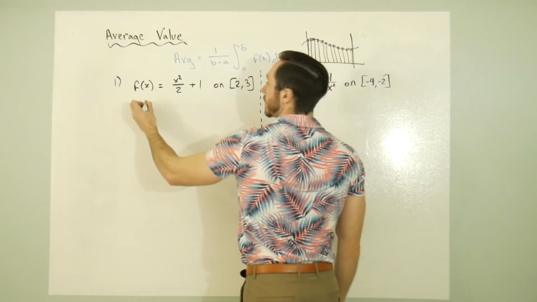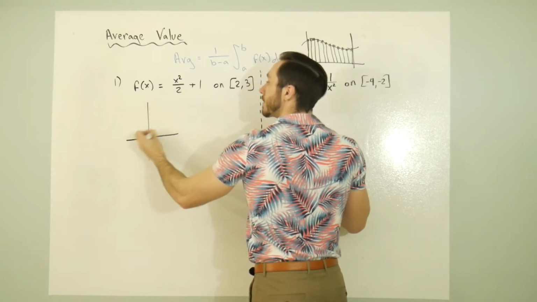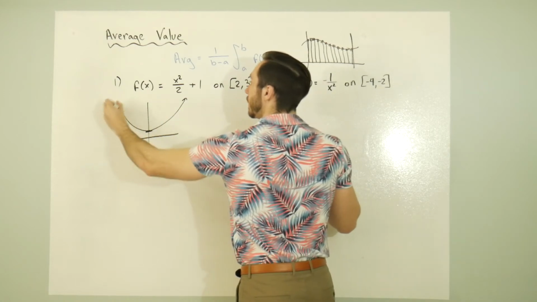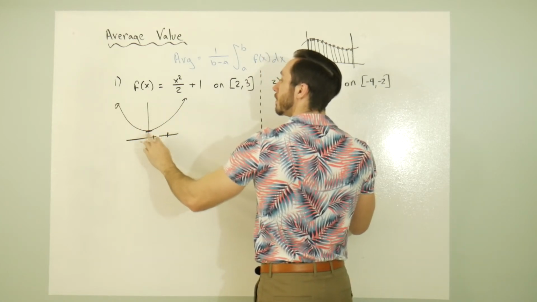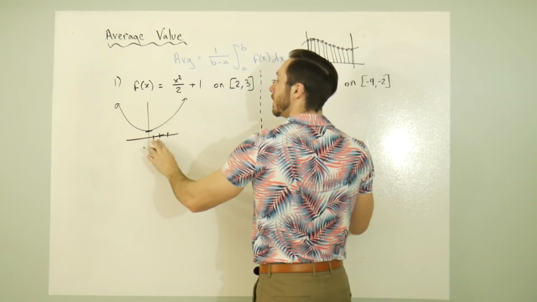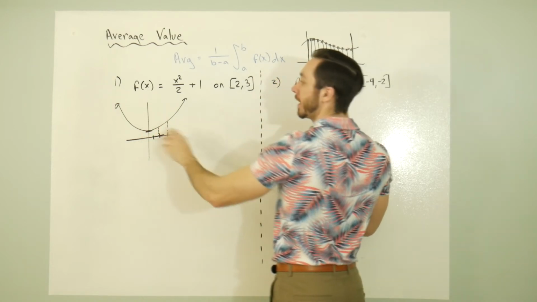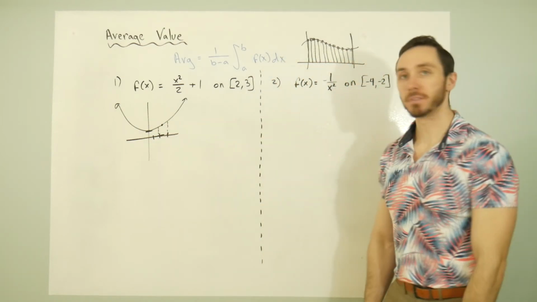Okay, this one's just easy to draw. I don't feel like drawing that one, but I'll draw this one. It's just scooted up 1 unit, and it's a pretty wide parabola. Okay, and then from 2 to 3, we'll mark that right here. So where's the average height on this interval? I don't know, probably somewhere right there. Let's try to figure out what it is.